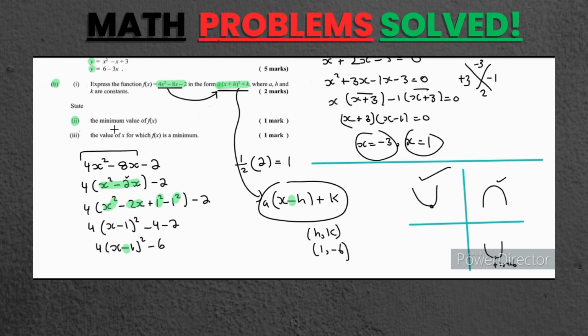So what's the minimum value of f(x)? The minimum value of f(x) will be negative 6, right? So negative 6 will be the minimum value of f(x), and the value of x for which f(x) is minimum. So what's the value of x for which the function is minimum? The value of x is just 1, right? So the answer for this part is 1.